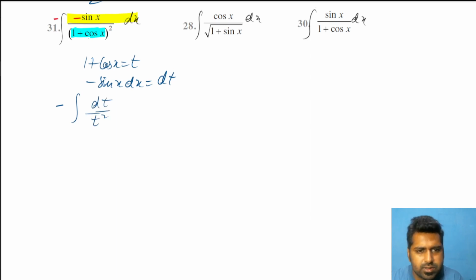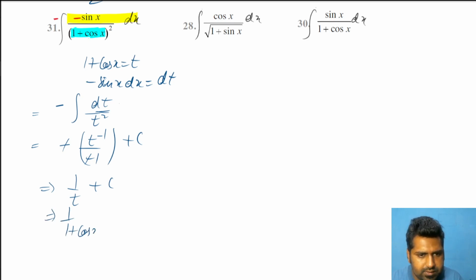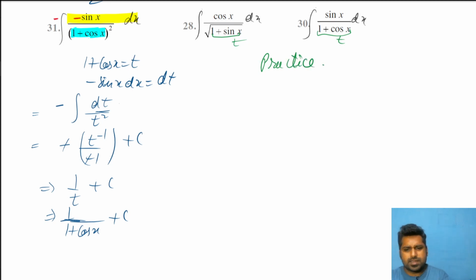What is the integration of 1 by t square? It will be t raised to power minus 2 plus 1, so t raised to power minus 1 upon minus 1 plus c. It becomes negative, and the negatives cancel, so it becomes 1 by t plus c. So 1 by 1 plus cos x plus c. These 2 are for your practice. Take this as t, take this as t. You can solve this.